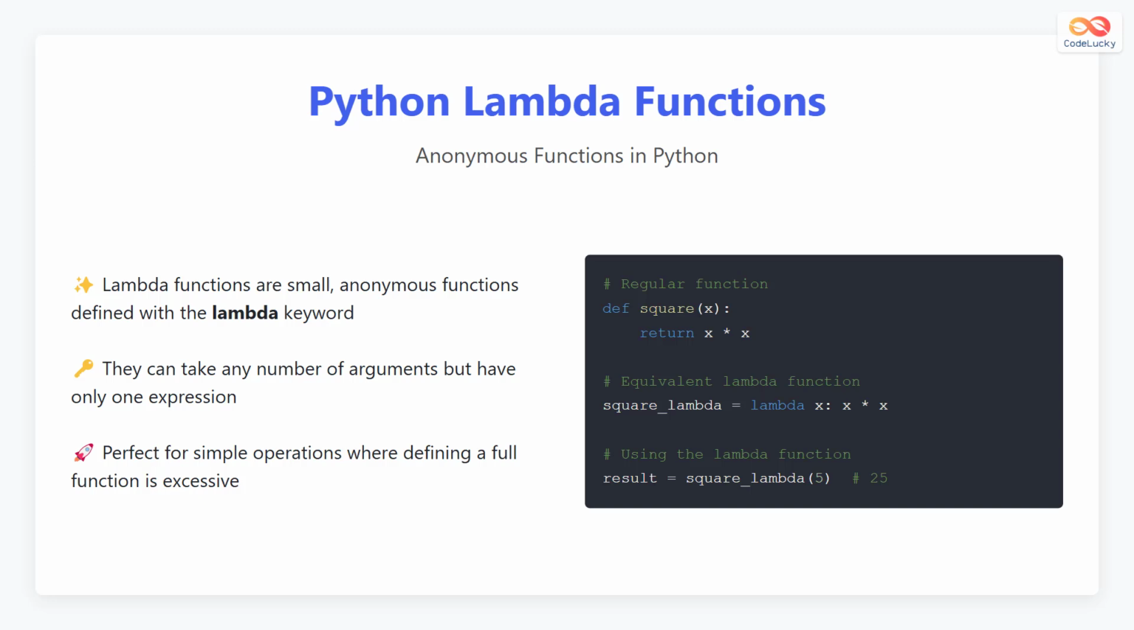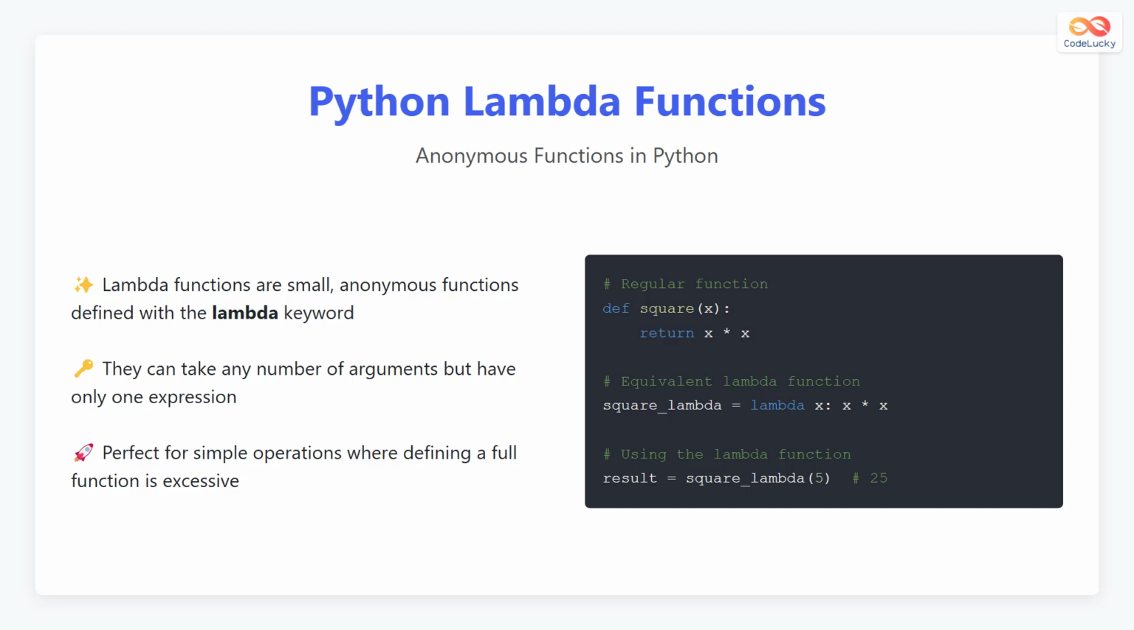Hello and welcome. In this video, we're diving into the world of Python lambda functions. Lambda functions are small, anonymous functions defined using the lambda keyword. They can take any number of arguments but can only have one expression. Lambda functions are perfect for simple operations where defining a full function using the def keyword is unnecessary.